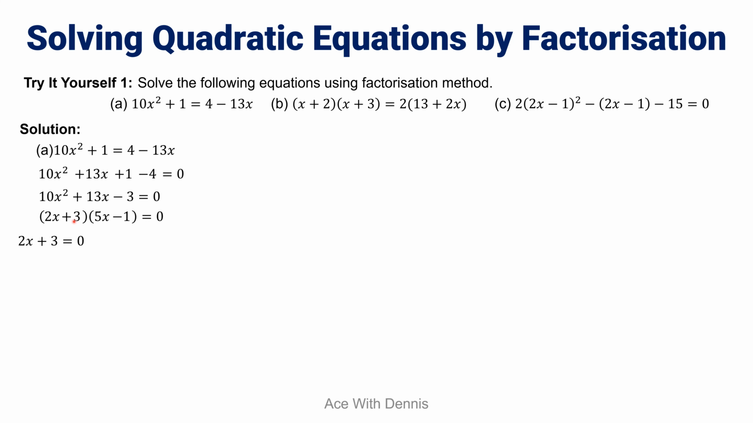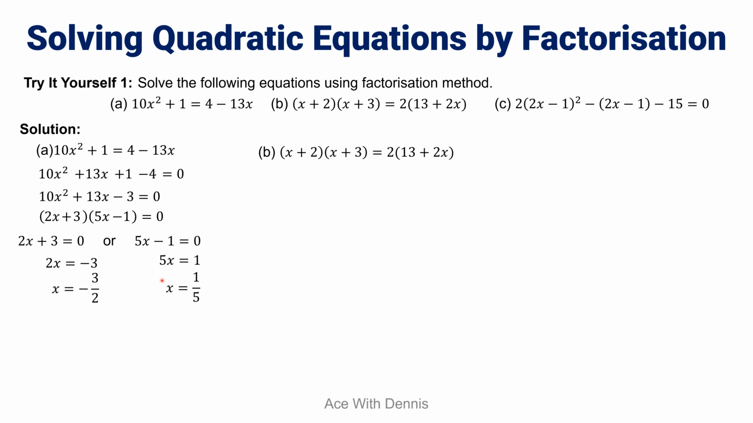Then two numbers multiplied together, I'll get 0. That means 2x plus 3 equal to 0, or 5x minus 1 equals 0. So solve these two equations separately. 2x is negative 3, then x is negative 3 over 2. So 5x equals 1, x is 1 over 5. So this will be the solution for part A.